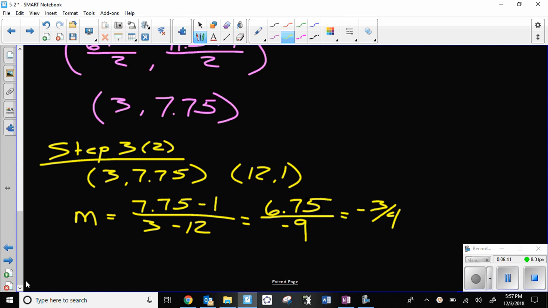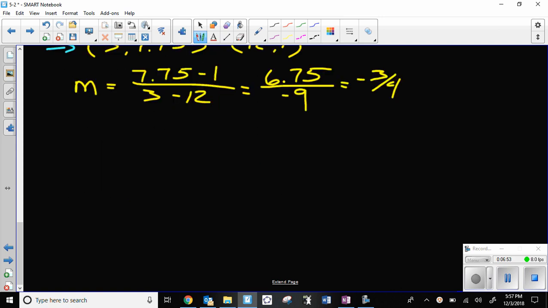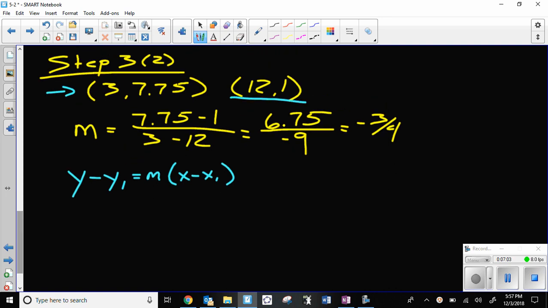And now I notice that between my points, right here, I'm looking to see if one of those is a y-intercept. Neither one is, so I have to go back to using this form again. And I'm going to use the more favorable point of 12 comma 1 this time. So I've got y minus 1 equal to my slope, negative 3/4, x minus 12.